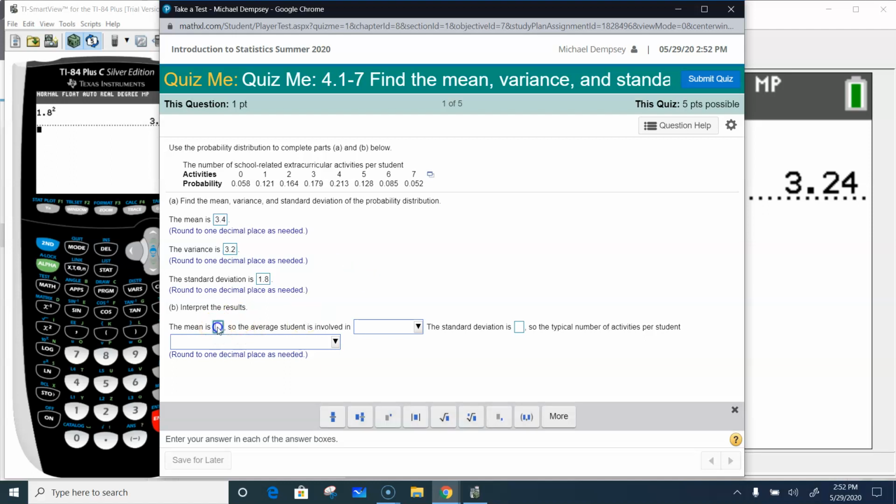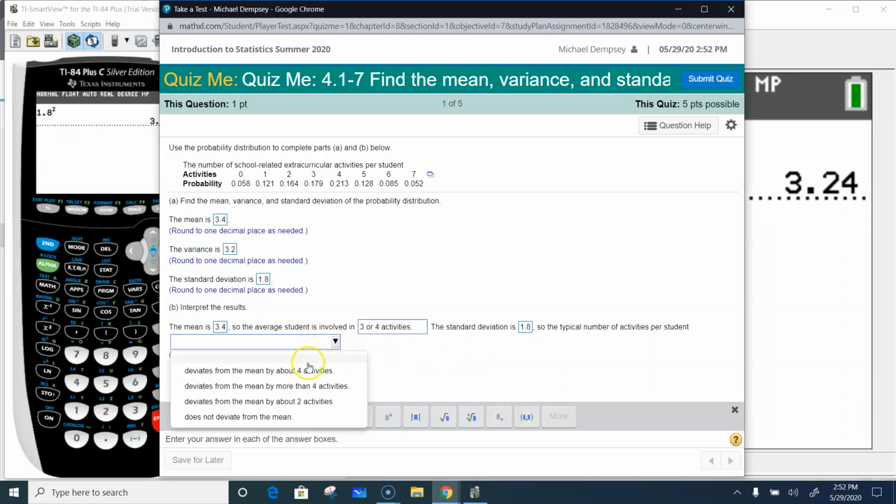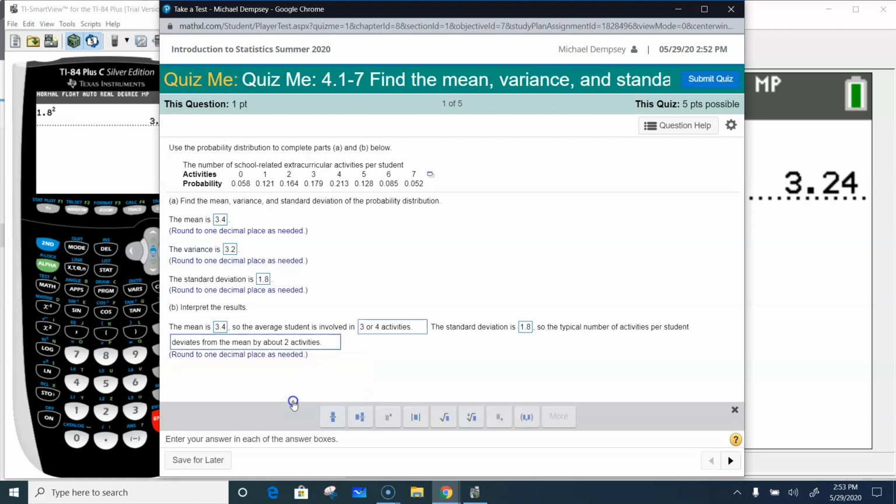Okay. Interpret the results. The mean is 3.4. So the average student is involved in 3 or 4 activities. The standard deviation is 1.8. So the typical number of students' activities deviates from the mean by about 2, we're going to say. And those are our interpretations.